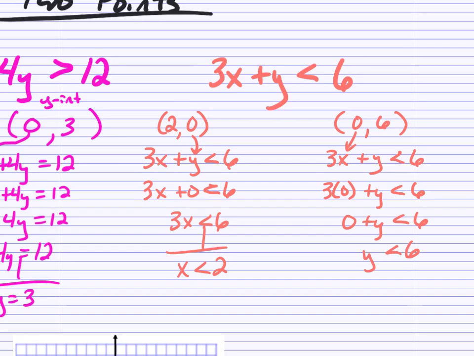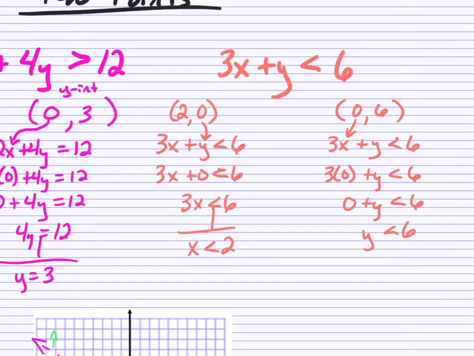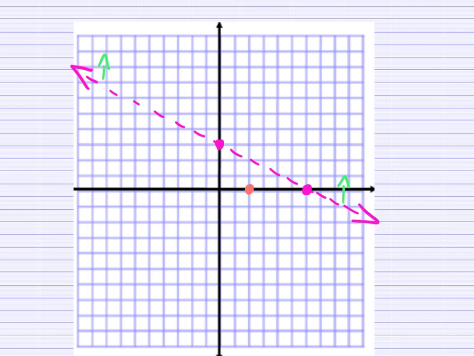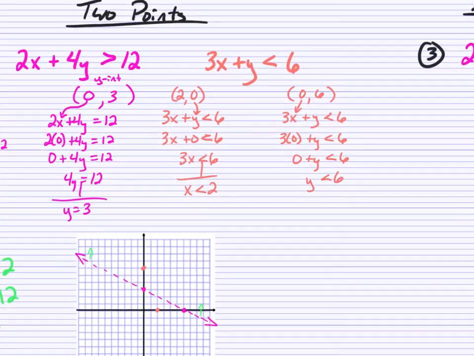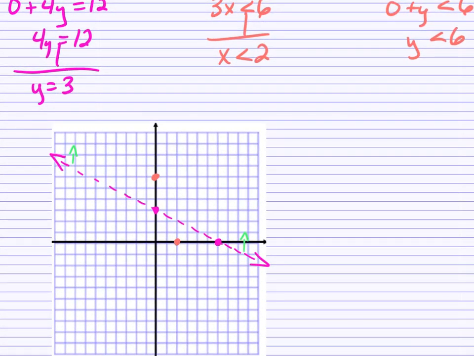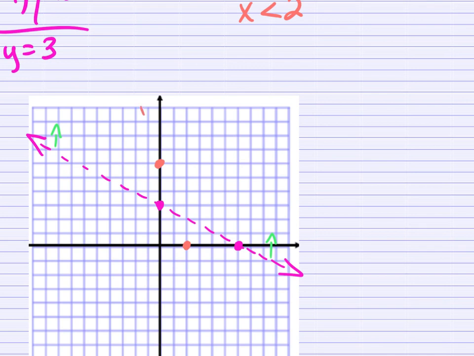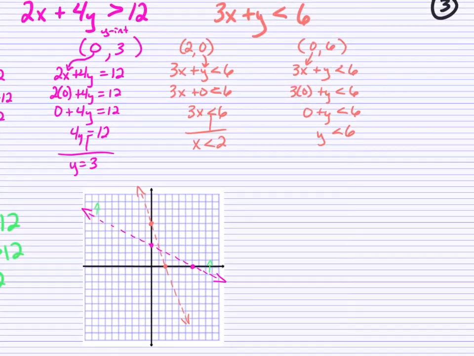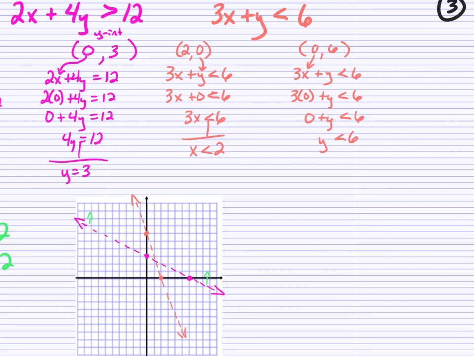If I could get this thing to do it. All right, (2, 0), (0, 6), 1, 2, 3, 4, 5, 6. All right, this one is going to be a dotted line also. And we need to test a point. And again, I'm going to test the point (0, 0) right there, which is below the red line.